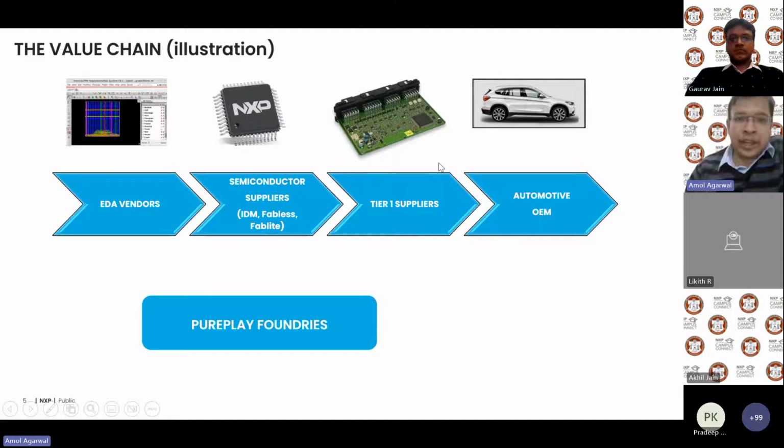We will not go into detail of this. Our focus is more on the semiconductor design flow, but this is just to give everyone an overview of how we start from the chip design and how it goes to an end product.